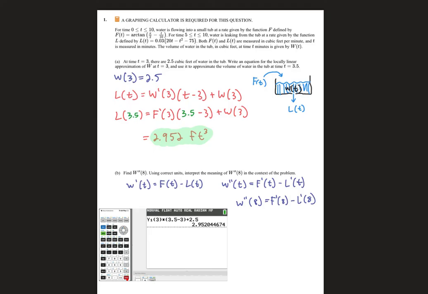Okay, so let's find that in the calculator and then we'll interpret it after that. So there are different ways to do this. You could make a whole new function, y3, and call that y1 minus y2, and that would be w prime. But here I'm just going to subtract y1 and y2, so that'll be the derivative of each of those, and then just find that at 8, and that's it.